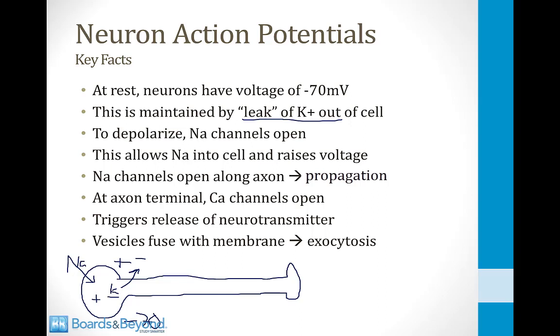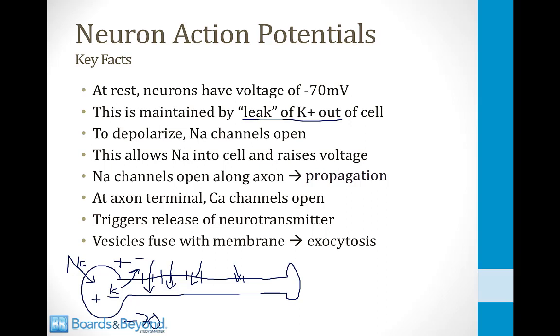When this cell decides to depolarize, it will open sodium channels and it will allow sodium to rush into the cell. Because sodium is positively charged, it will raise the voltage across the membrane from minus 70 to some higher value. As the voltage gets raised, more sodium channels will open all the way down the axon, and you will have sodium rushing in down the length of this axon. That will be raising the voltage across the cell all the way down the neuron.